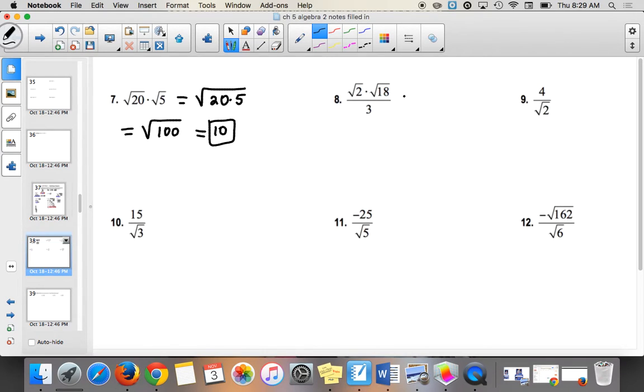All right, so the same idea on this next one. It's going to be square root of 2 times 18, which is 36, all over 3. So the square root of 36 is 6, so 6 over 3. So we end up getting the answer of 2.